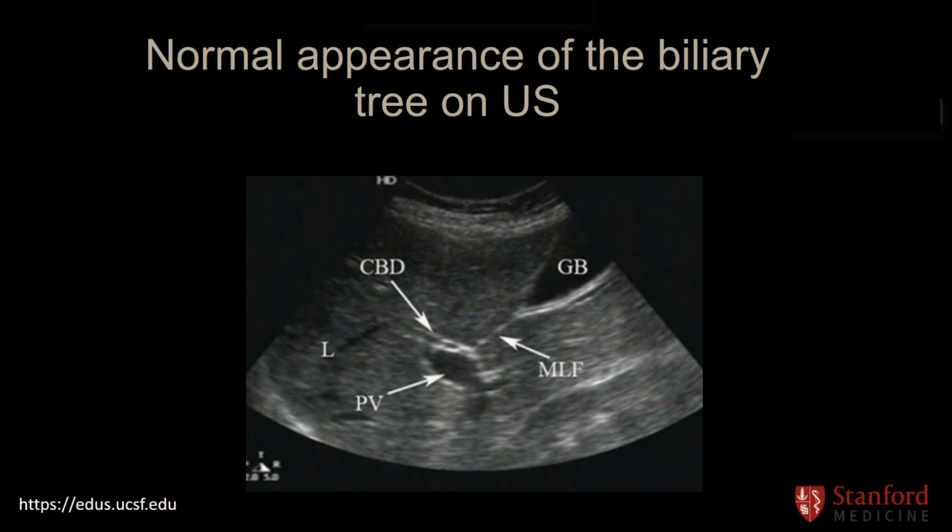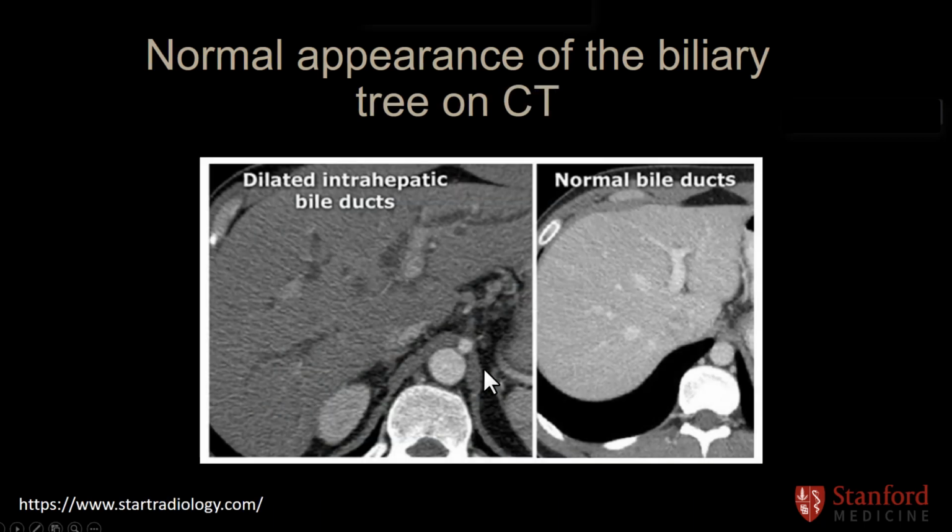Here's what it looks like on ultrasound. The CBD has nice thin walls. You can see a little bit of fluid in the lumen. And then on CT, normal bile ducts, you shouldn't really visualize them on CT other than centrally, but notice no peripheral ducts on this one, and then the image on your left just for comparison.